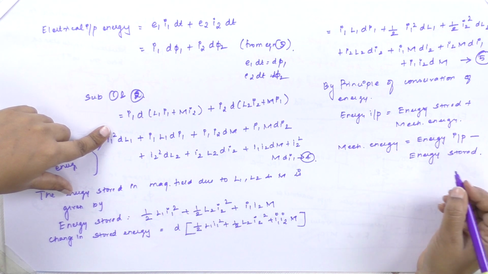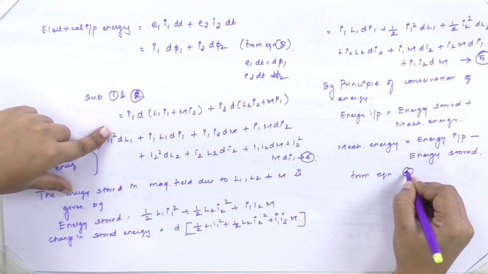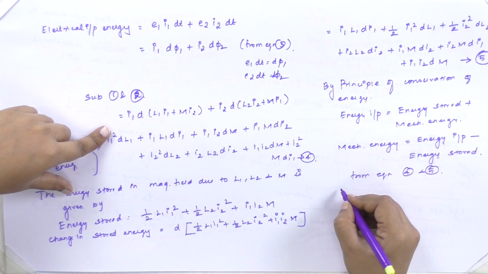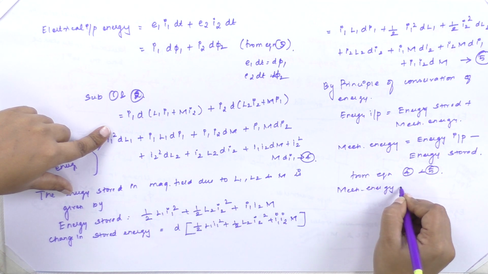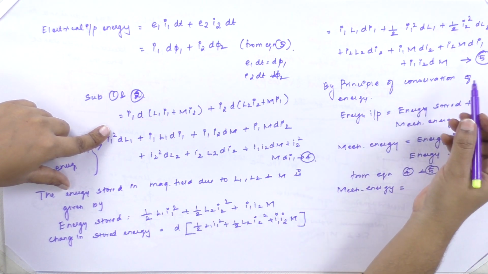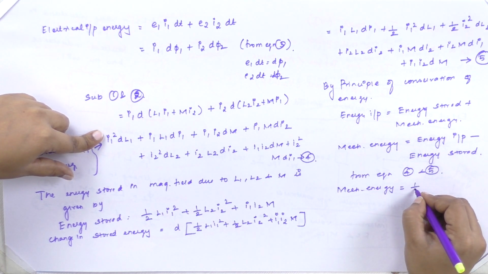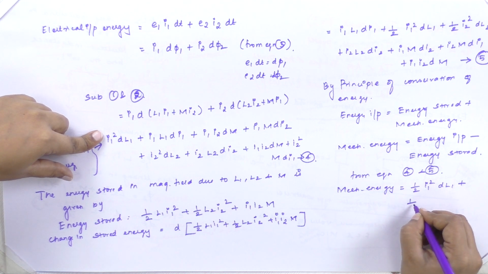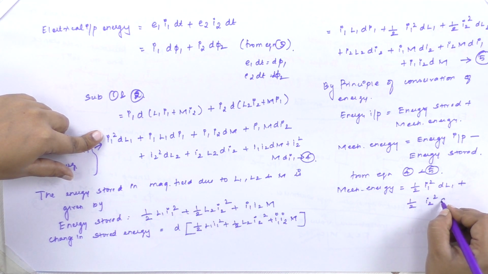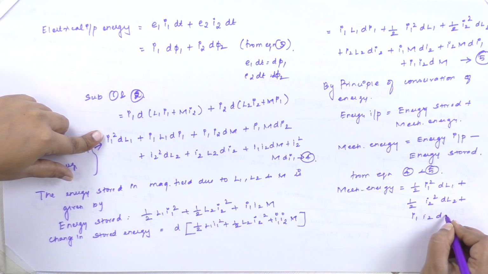So from equations 4 and 5, the mechanical energy is given by, the common terms in equations 4 and 5 get cancelled, so that we get half I1 square dL1 plus half I2 square dL2 plus I1 I2 into dM.